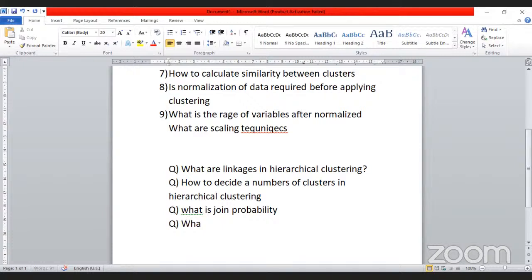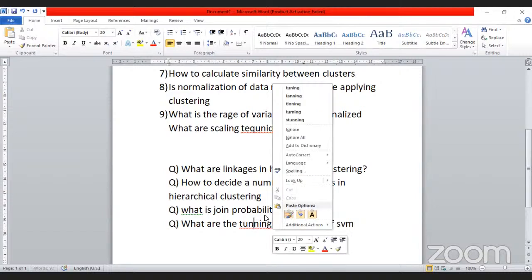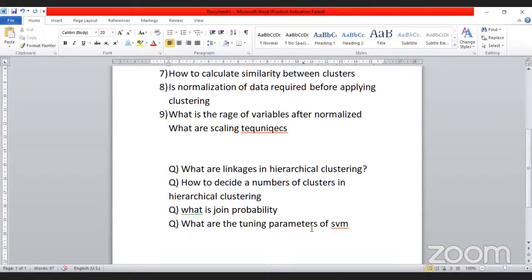Now, next is, what are the tuning parameters of SVM? What are the tuning parameters of SVM?